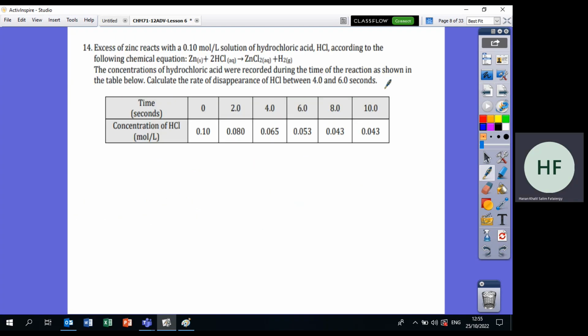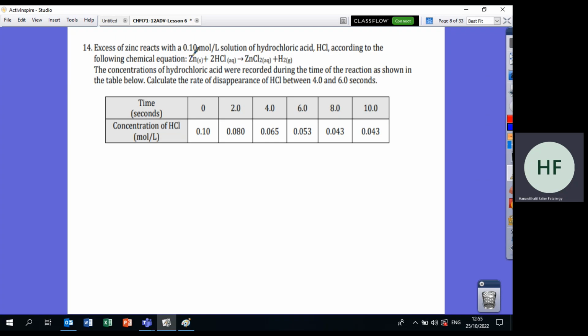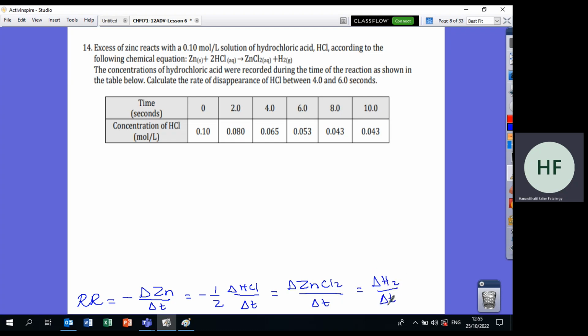Now what I want you to do is look at this question and write for me RR for each one of these. Okay, now with respect to Zn, what is the reaction rate? Minus, because it's a reactant, delta Zn over delta T. Now with respect to HCl, also it's a reactant, it will be minus, the 2 will be 1 over 2, delta HCl over delta T. Now with respect to ZnCl2, it's a product, so we don't put minus, it will be delta ZnCl2 over delta T. And with respect to H2, delta H2 over delta T.